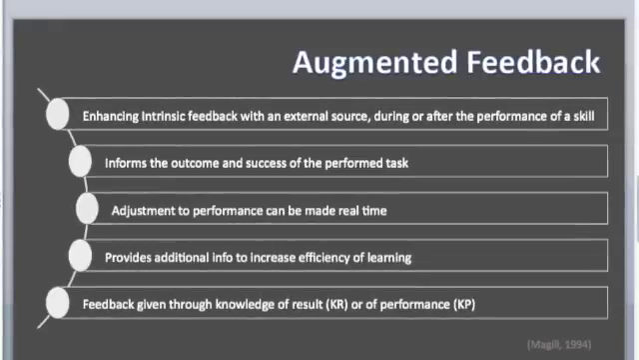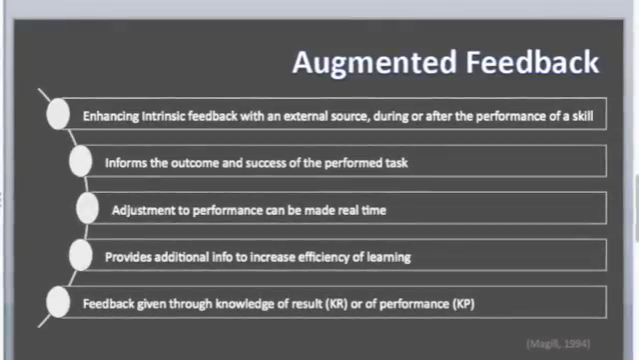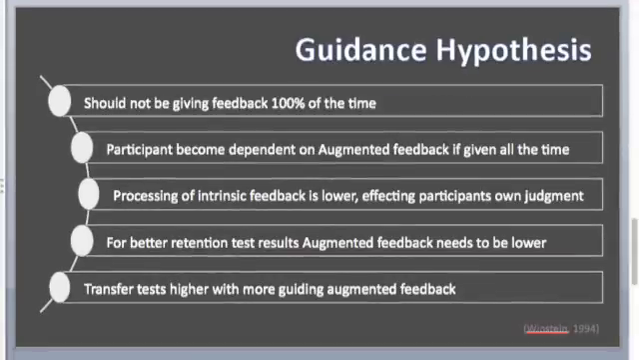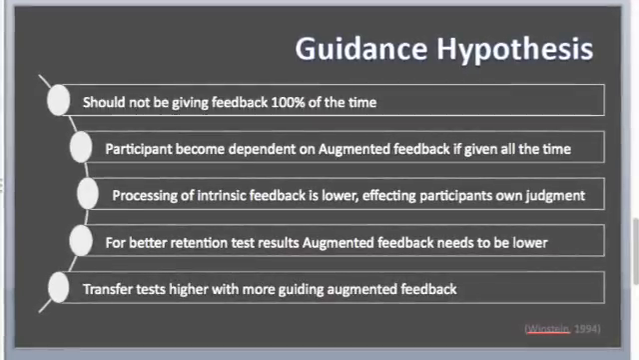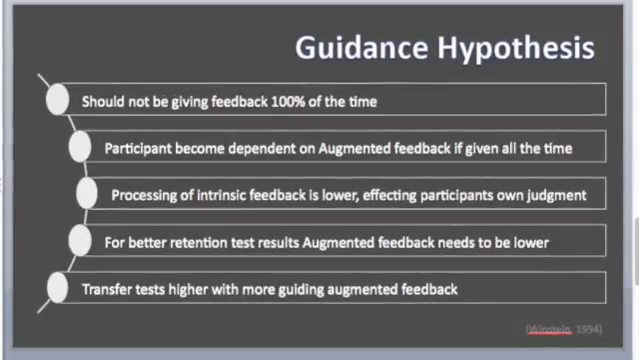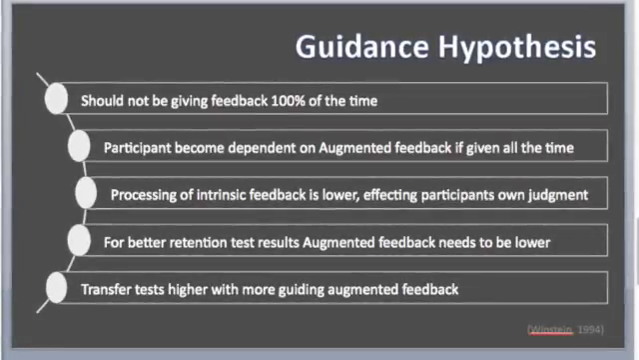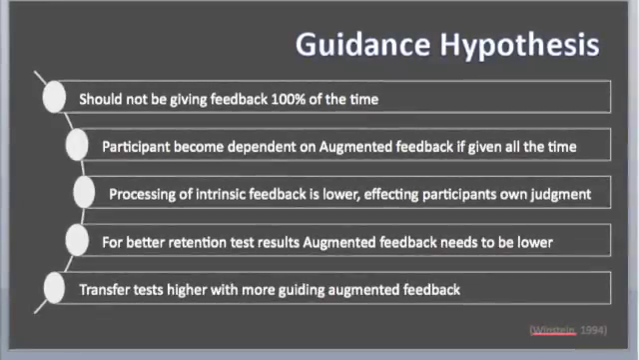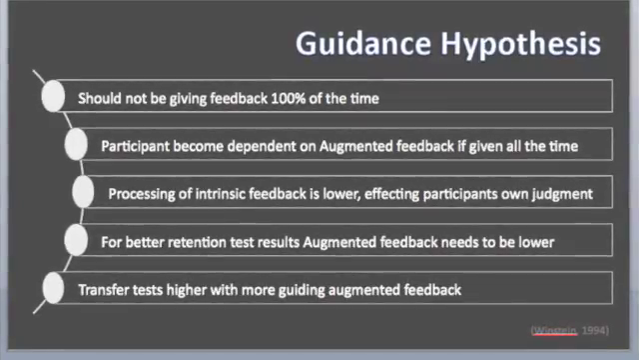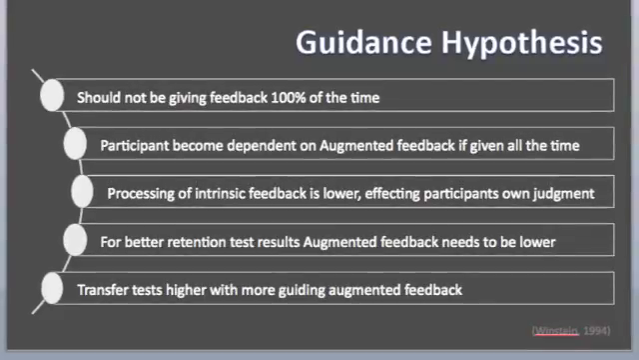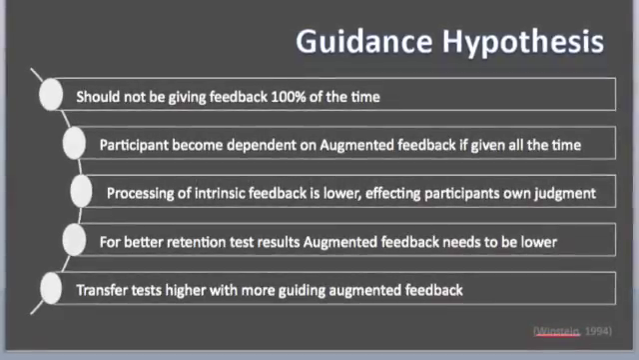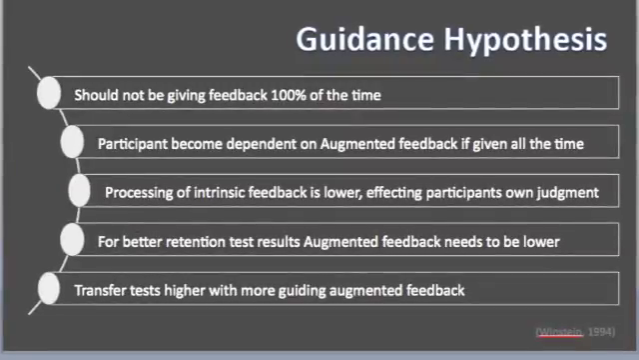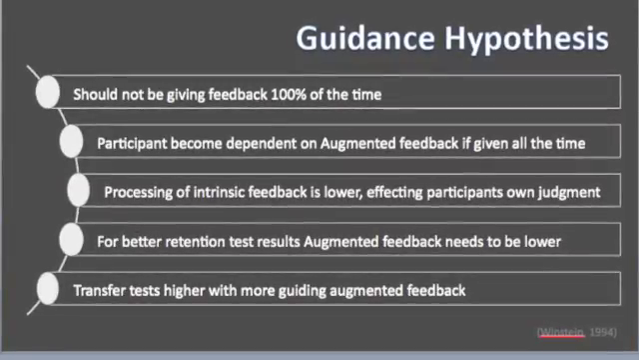It also gives additional information to the participant that they would not normally receive, and this is helpful with the efficiency of learning. Guidance hypothesis looks at the frequency of augmented feedback and the effect it has on the participant. Winstein 1994 shows that augmented feedback 100% of the time, although it increases the rate of learning, makes the participant dependent on it and affects their retention test later on. They showed that it lowered the participants' ability of processing intrinsic feedback and affected their own judgment.